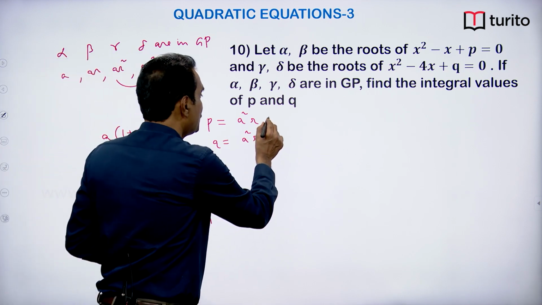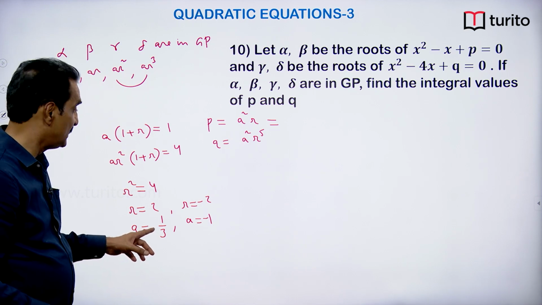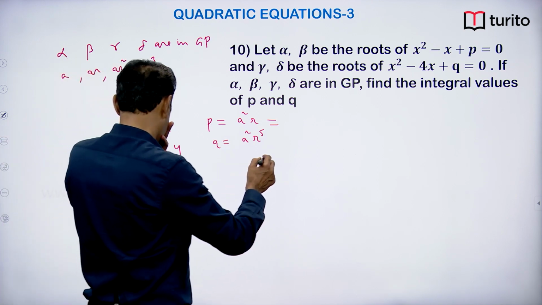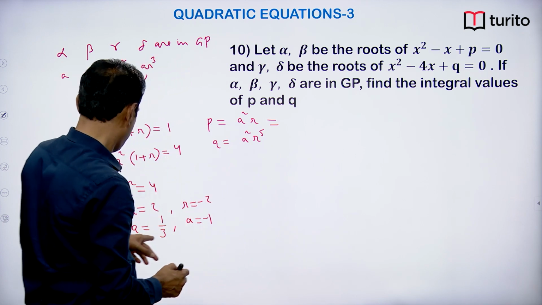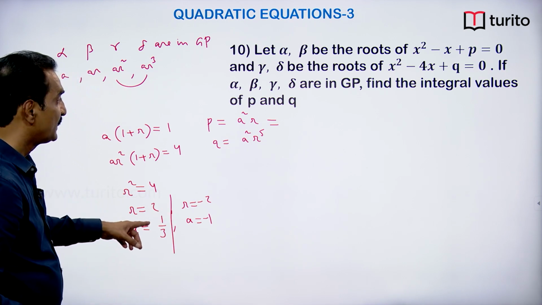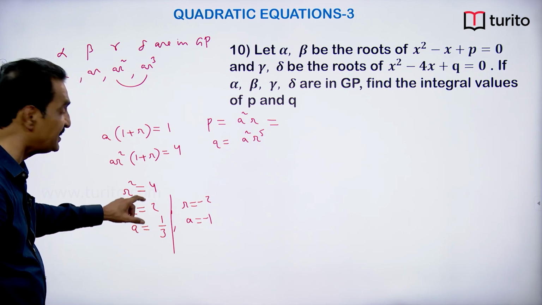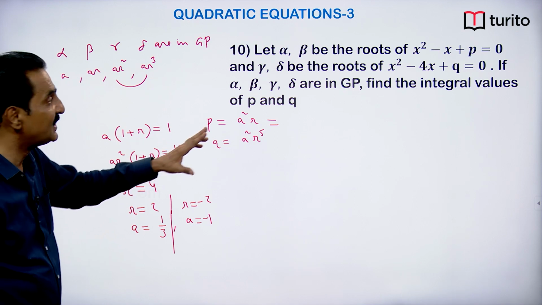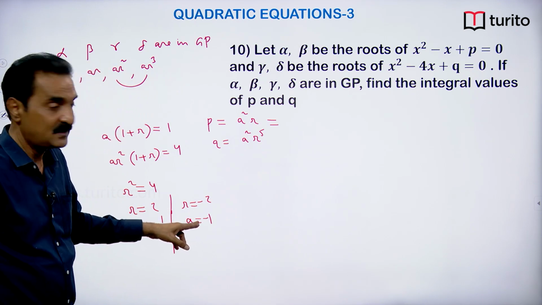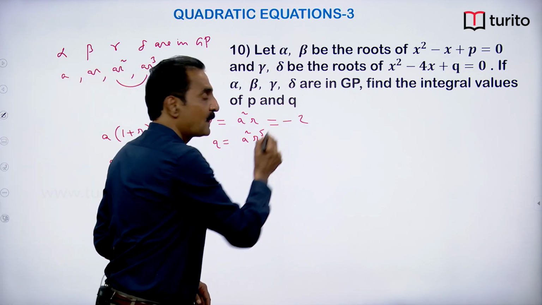Now, P is equal to A square R. A square R is 1 by 9 into minus 2. What is this? If you take this A square into R, it is not integer. 1 by 9 into 2, it is not integer. But the question is, find the integral values of P and Q, means we have to take A is equal to minus 1. A square into R will be how much? Minus 2. P is minus 2.